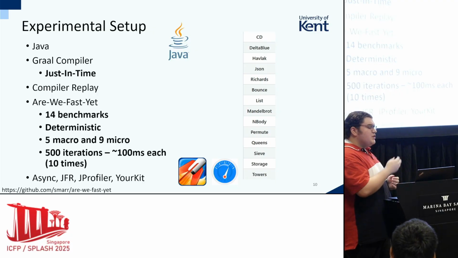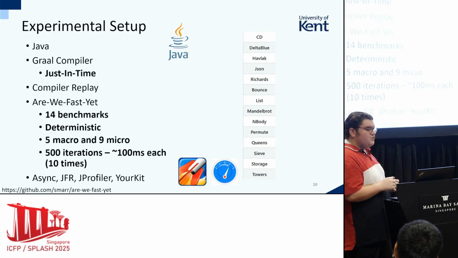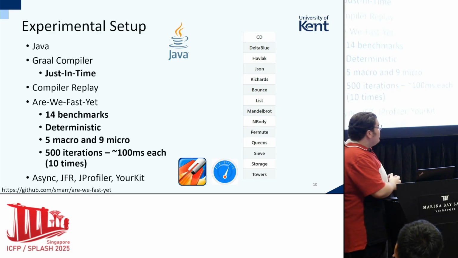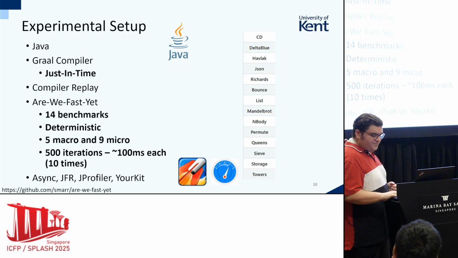Each benchmark execution is 500 iterations, with each iteration being about 100 milliseconds, and we will repeat that 10 times for each benchmark for each profiler. The 4 profilers we're using today are Async Profiler, Java Flight Recorder, JProfiler, and YourKit.